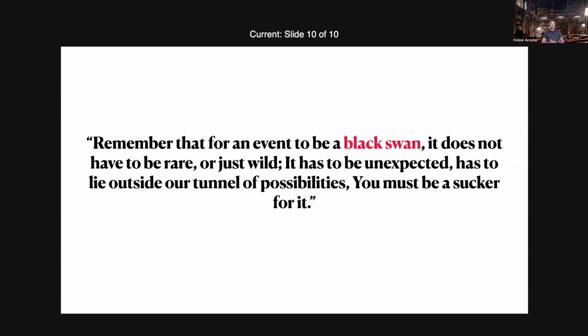So I got a good quote here. Remember that an event to be a black swan does not have to be rare or just wild. It has to be unexpected. It has to lie outside our tunnel of possibilities. You must be a sucker for it. And that is the black swan, right?